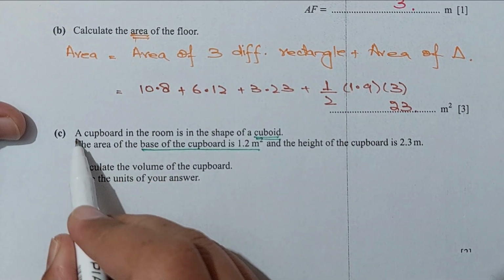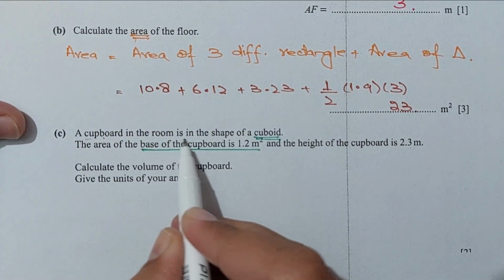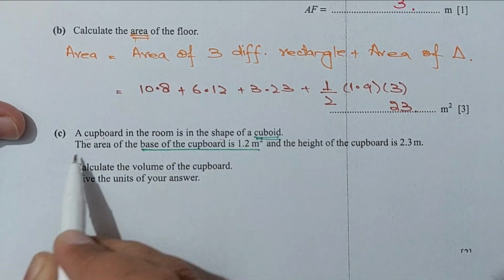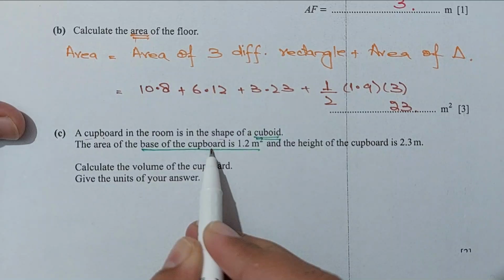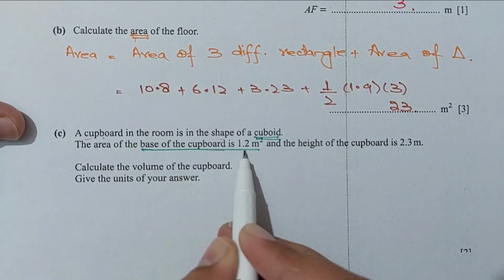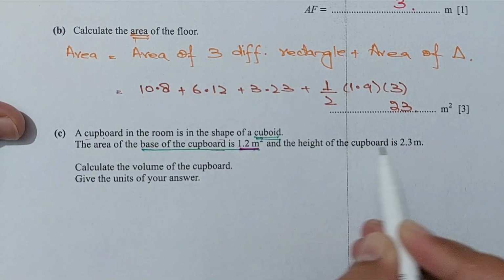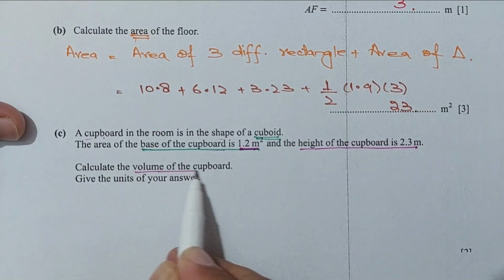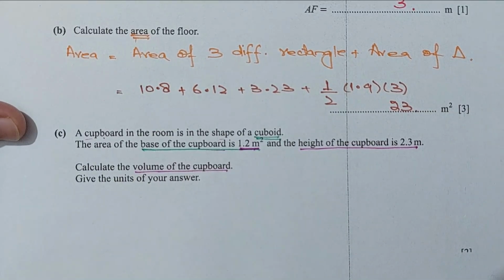So we have given that a cardboard in the room is in the shape of a cuboid. The area of the base of the cuboid is this, and the height of the cuboid is this. Calculate the volume of the cardboard, the volume of the cuboid basically, and give the units of your answer.